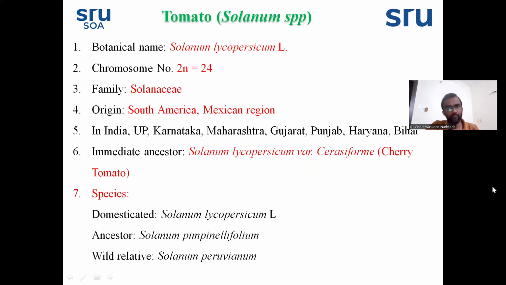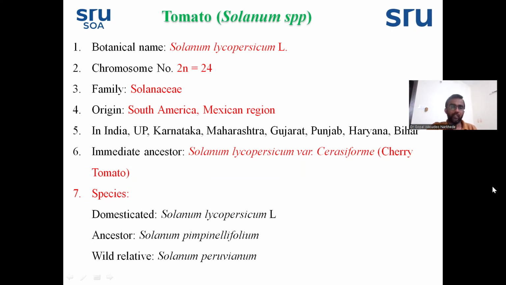Family, same, Solanaceae. Origin is South America and the Mexican region. In India, tomato is cultivated in UP, Karnataka, Maharashtra, Gujarat, Punjab, Haryana and Bihar. The immediate ancestor of tomato is Solanum lycopersicum variety cerasiforme, that is cherry tomato.